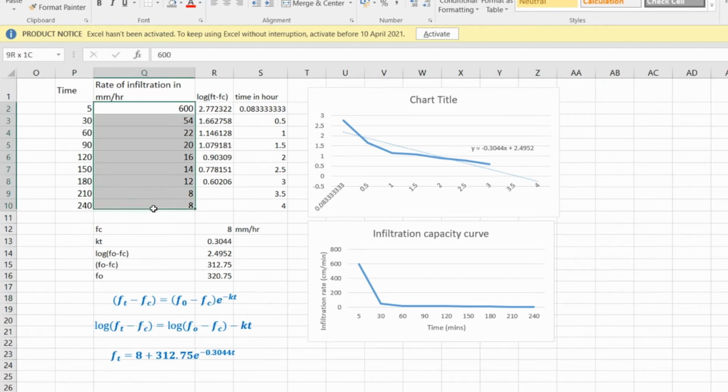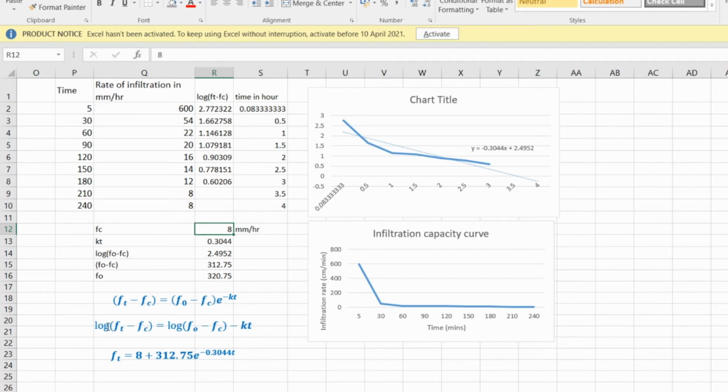Now let us look into this data. In this data we'll see the point from where the infiltration remains constant. From time 0 to 10 the infiltration rate was reducing; in the initial stage it was around 600, and it got reduced to 8. After 210 minutes, and at 240 minutes also, the rate of infiltration remained constant at 8. So from this available data I can conclude that Fc is equal to 8 mm per hour. Once you calculate Fc, the next step is to calculate Ft minus Fc.